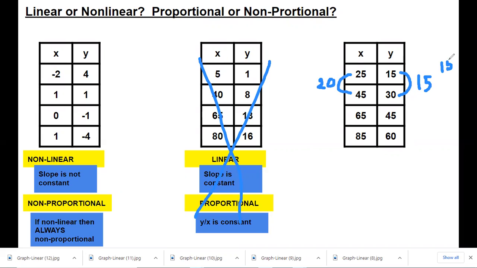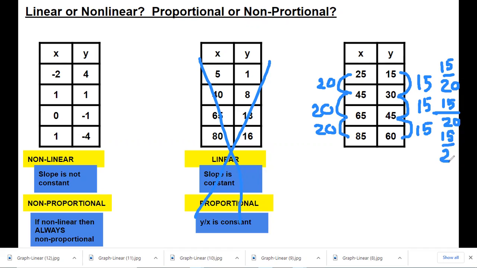This goes from 30 to 45. That's 15. This goes from 45 to 65. That's 20. So that's 15 over 20. And then the final one, 45 to 60 is 15. And 65 to 85 is 20. So we can tell that this is going to have a constant rate of change. So this one actually really truly is linear.